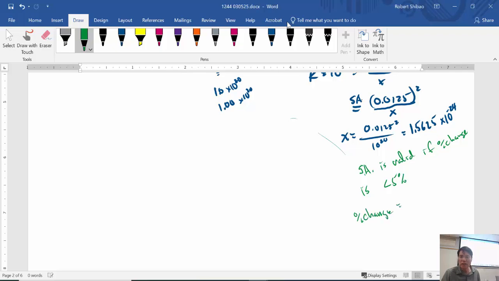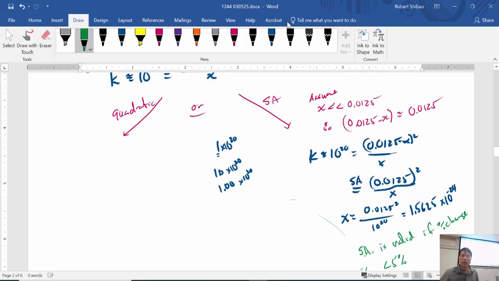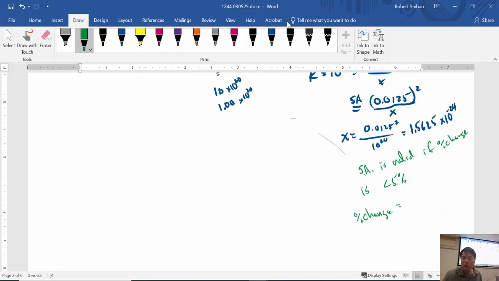The percent change in this case is, what was the change? So the change is x. The initial is 0.0125. So the percent change is the change over the initial times 100%. So percent change is the change calculated using SA over the initial times 100%.